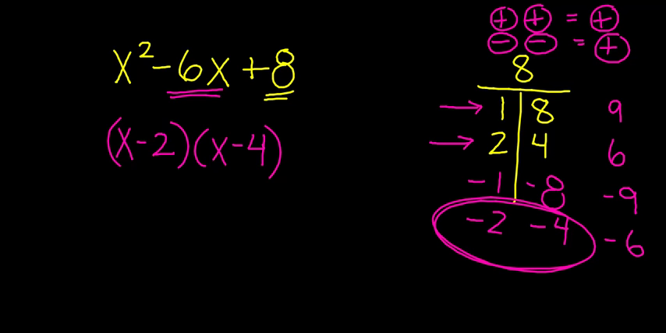And that's it. That's the basics of factoring. We're going to create our t-chart. We're going to look for all the possible factors. And we're going to add up those factors and see which of them ends up being equal to our middle term.